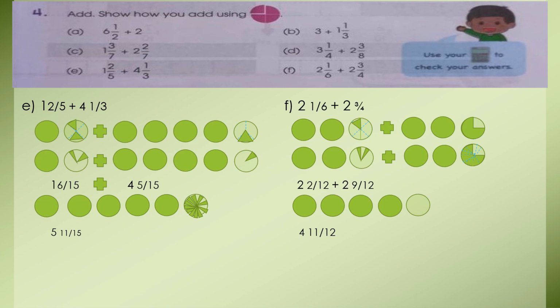makes 3 into 3 is 9 over 12. So we have the same denominator, which is 12. So first we are going to add the whole numbers, which are 2 plus 2, and it becomes 4. And for the fraction part, we have the same denominator, which is 12, and for the numerator, we have 2 plus 9 is 11. So our answer is 4 whole number 11 over 12.